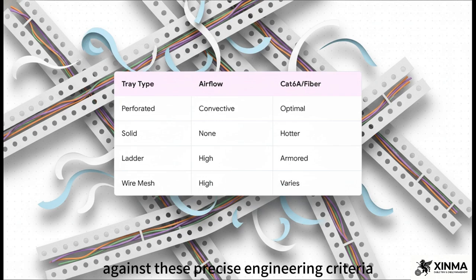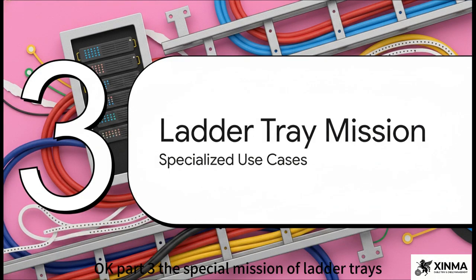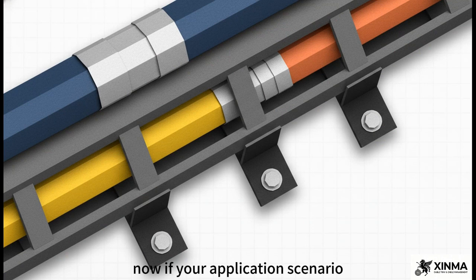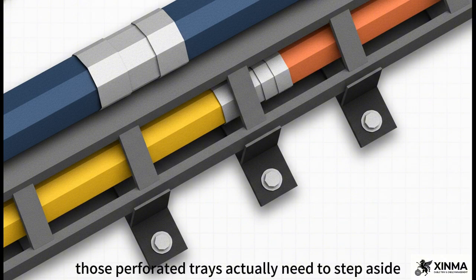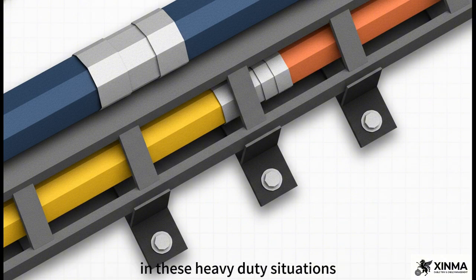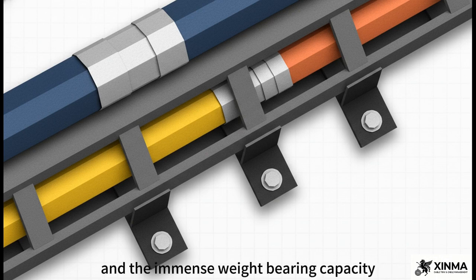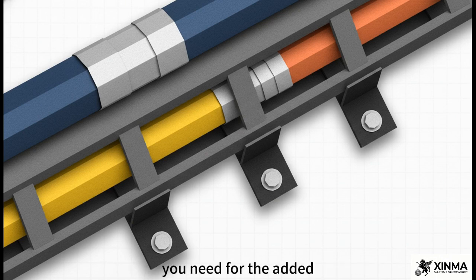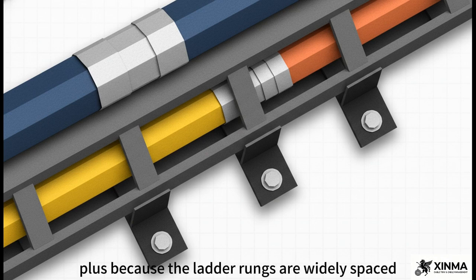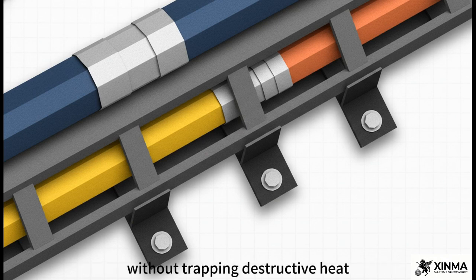Okay, part 3, the special mission of ladder trays. Now, if your application scenario involves routing large diameter data cables or heavily armored ones, those perforated trays actually need to step aside. In these heavy-duty situations, the ladder tray steps in as the absolute correct engineering choice. They provide maximum structural support and the immense weight-bearing capacity you need for the added girth and heavy armor of those specific cables. Plus, because the ladder rungs are widely spaced, they do all of this heavy lifting without trapping destructive heat. It's a win-win.